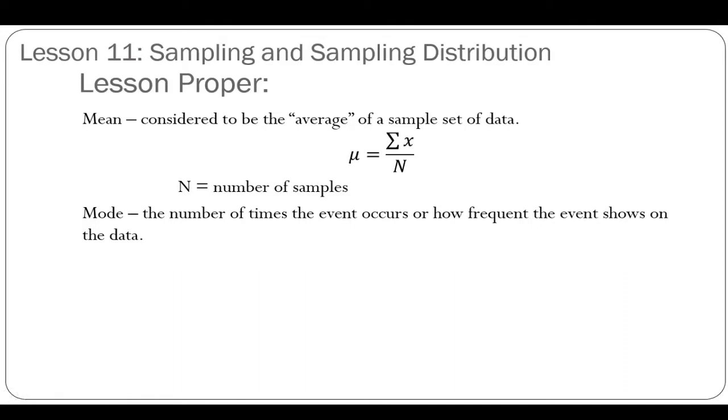Now, for our lesson proper, we recall the terms. What is the mean? It is considered to be the average of a sample data. We can get that by using the formula mu is equal to the summation of x over n, where n is our number of samples. Mode is the number of times the event occurs, or how frequent the event shows on the data. So, ito yung dalas. Yung mean, again, yung average.